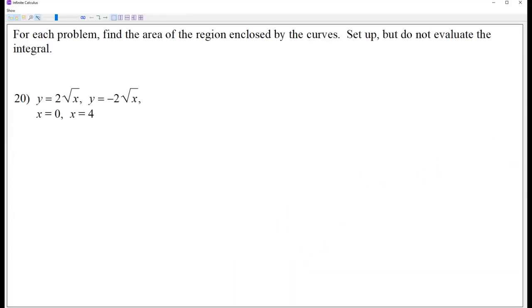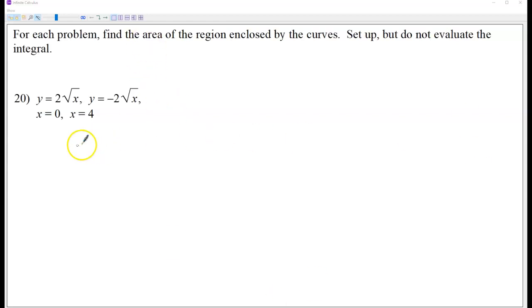So let's go ahead and begin with our first problem here. It says, find the area of the region enclosed by the curves. They want us to set up but not evaluate the integral. So for most of these problems, it'll be like this on your test too. We're not actually going to have you punch it into the calculator and get the area. We just want to make sure that you know how to set it up right.